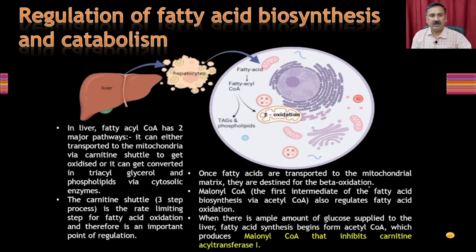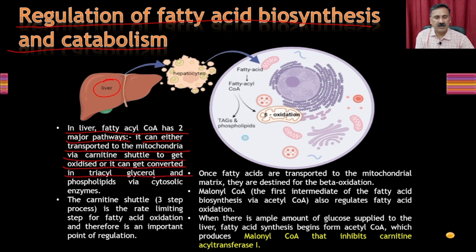Now, how are we able to regulate fatty acid biosynthesis as well as catabolism? So there is a single major organ, the liver, which is going to regulate fatty acid biosynthesis and catabolism. In the liver, the fatty acyl CoA has two major pathways. It can either be transported to the mitochondria via the carnitine shuttle to get oxidized, or it can be converted into triglycerides and phospholipids via the cytosolic enzymes.